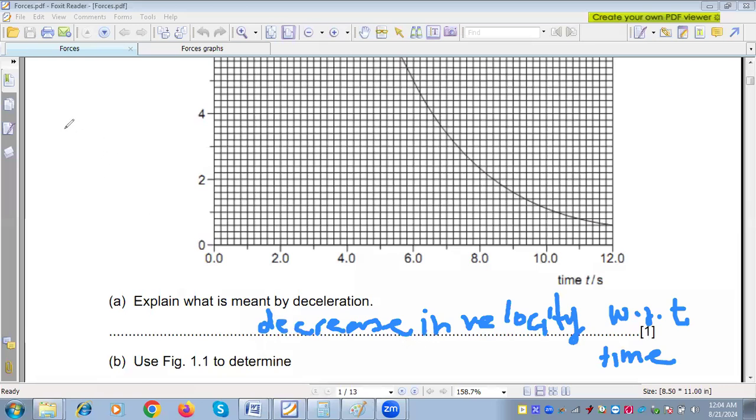Use figure 1.1 to determine. This 1.1 means this is question number 1 of that year, and this question is question number 1 in my worksheet also. And inshallah, I will upload the link of this worksheet in the description box.